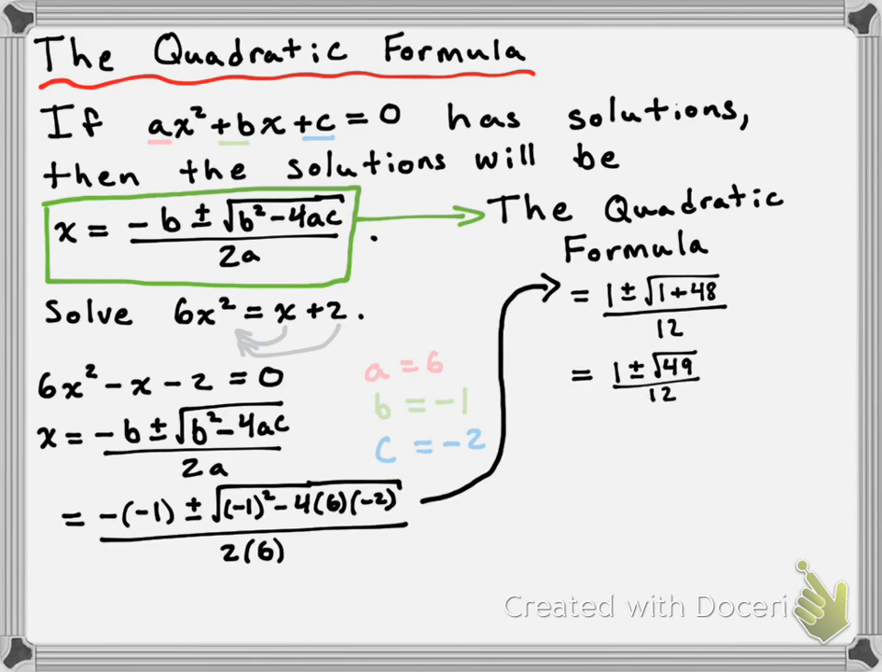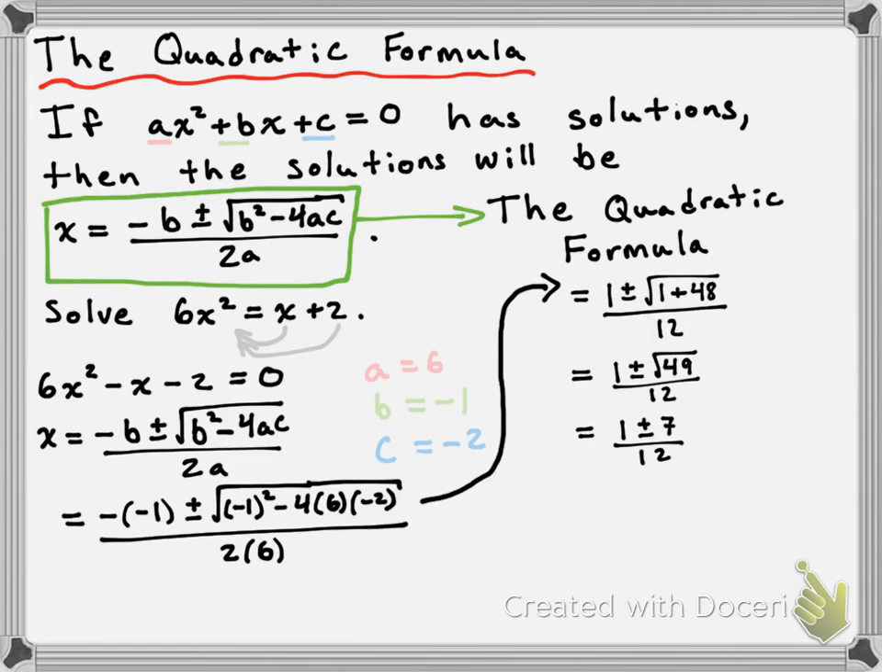Okay, next thing we're gonna do is we're gonna fully evaluate the square root. So that's gonna give us 1 plus or minus, well, the square root of 49 is actually just 7. So we're gonna have 1 plus or minus 7. And again, we're dividing the whole thing by 12. Okay, so now let me show you how to deal with this plus or minus business. Right, that's going to be the next thing we do.